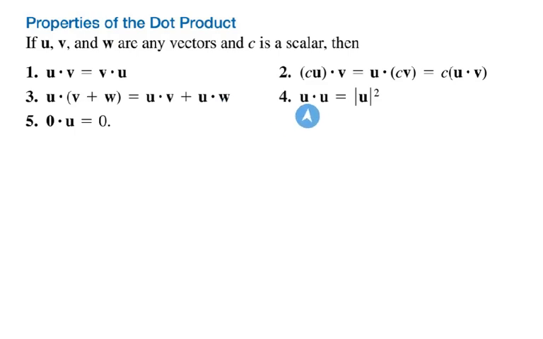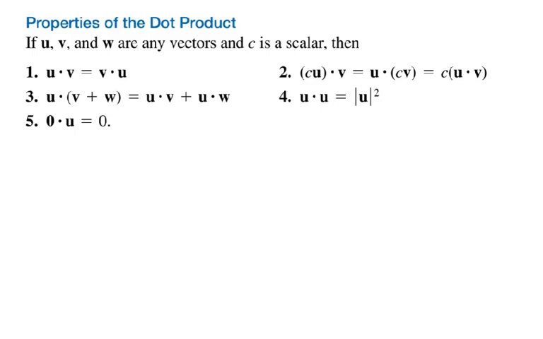Number 4, a vector dotted with itself is always going to equal the magnitude of that vector squared. And number 5, the dot product of the 0 vector and any vector u is equal to the scalar 0. Notice this is a scalar because it's not bold.